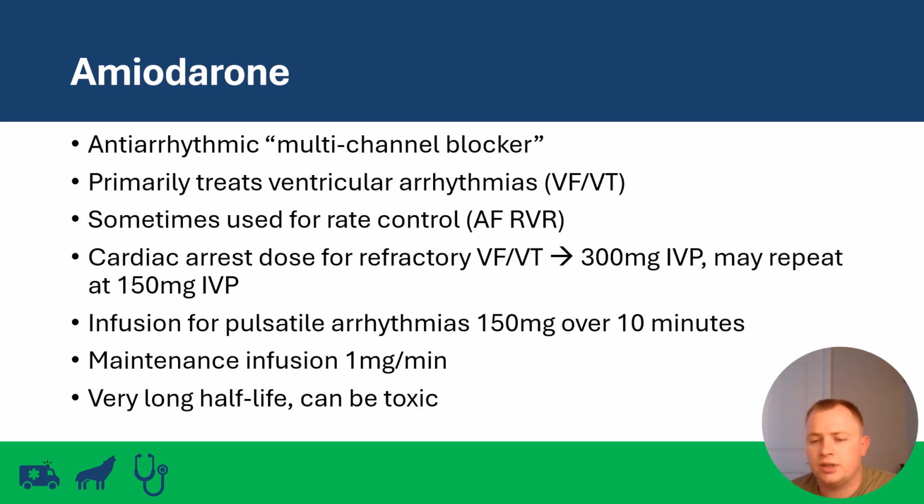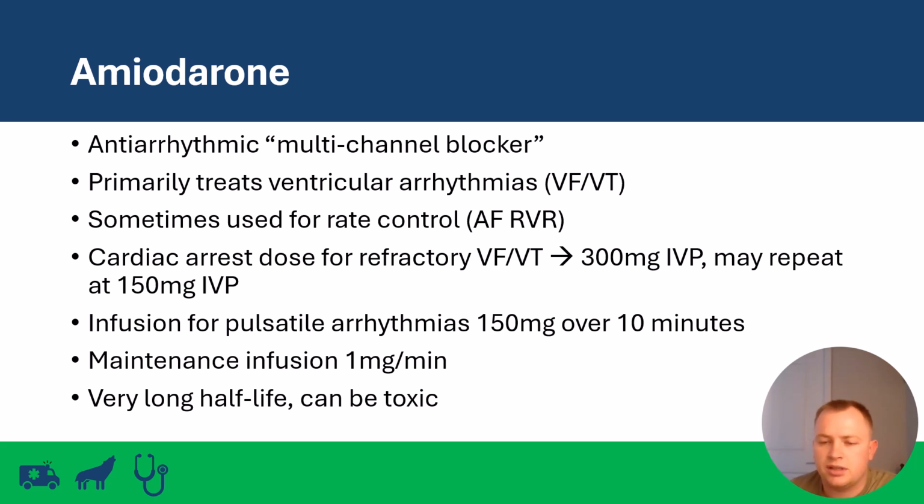The next med we got is amiodarone. So amiodarone is an antiarrhythmic, and it's got qualities of all channel blockers. So it's kind of like a sodium channel blocker, kind of like a potassium channel blocker, and kind of like a calcium channel blocker. So some people will call it a multi-channel blocker. It primarily treats ventricular arrhythmias like VFib or VTAC.